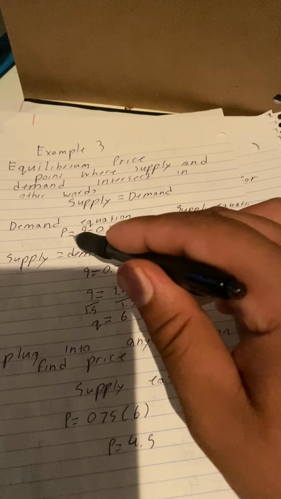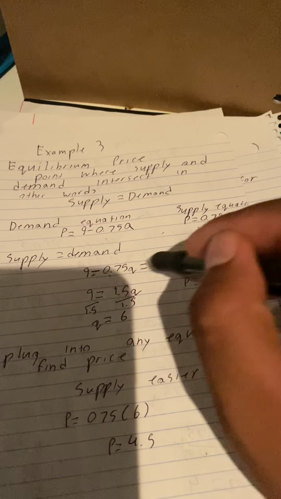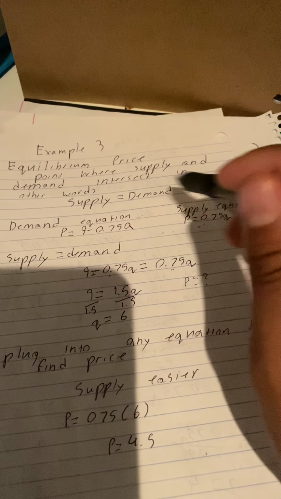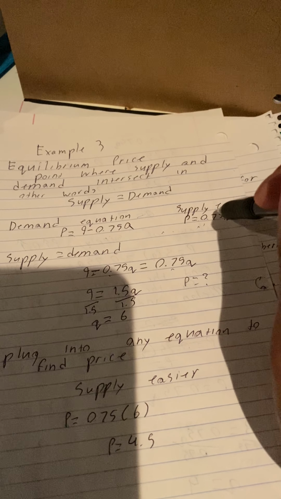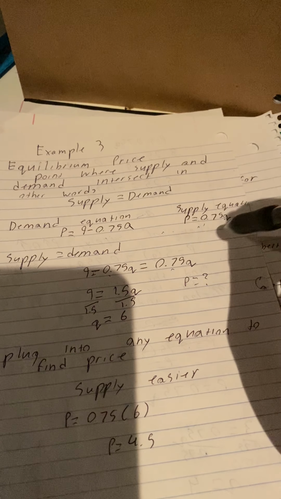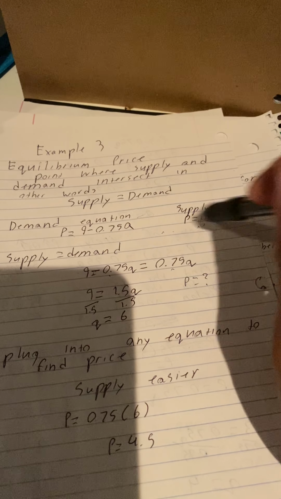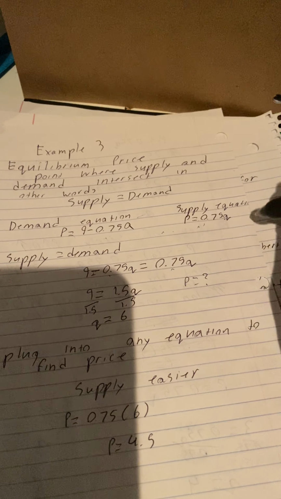They both equal, like P equals this and P also equals this. We kind of prove they equal each other, and supply equals demand. So you can choose whichever equation to plug it into. I prefer this machine because this machine is just easier. It's less steps. You just multiply 6 plus this. You don't have to multiply and then subtract. So I use this machine.